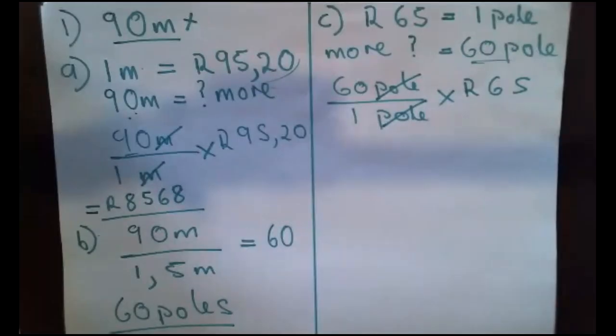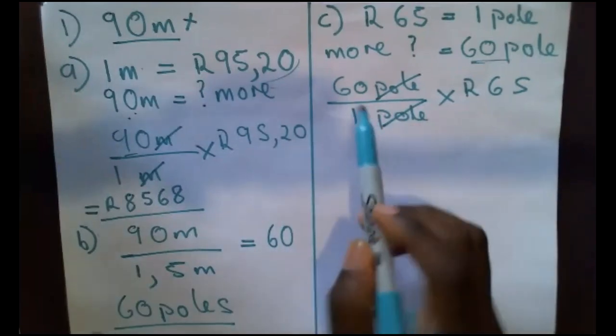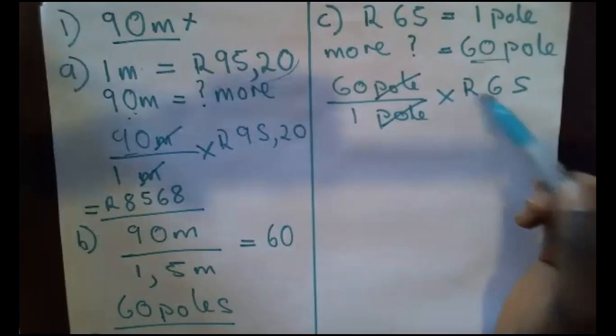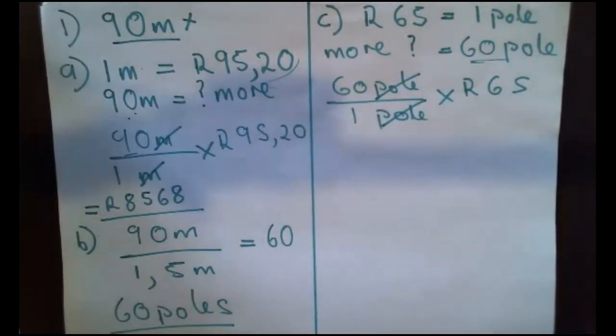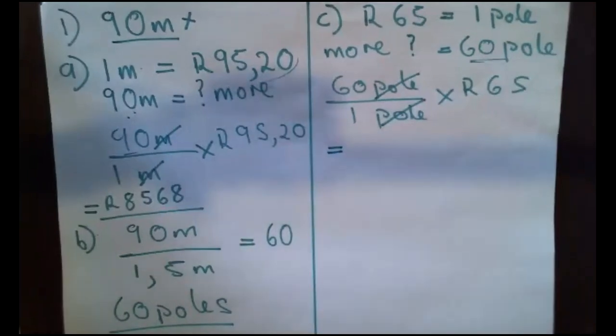4 and 4 will cancel each other out. Then we are left with 60 over 1 multiplied by 65 rand. Okay? What am I going to get from that? We have 60 multiplied by 65.